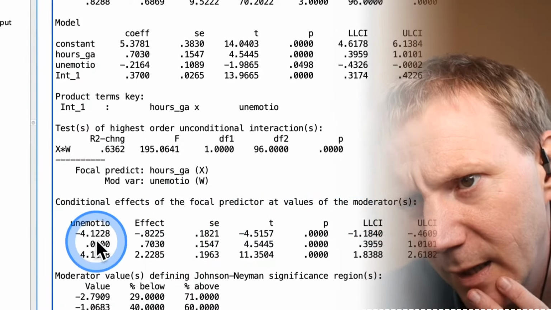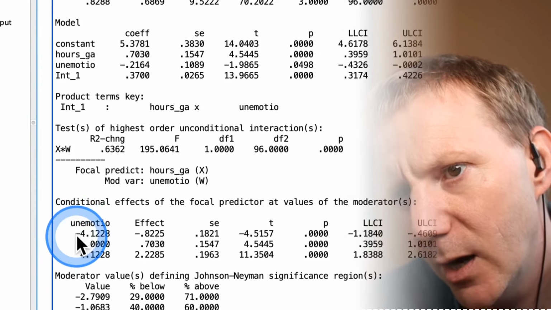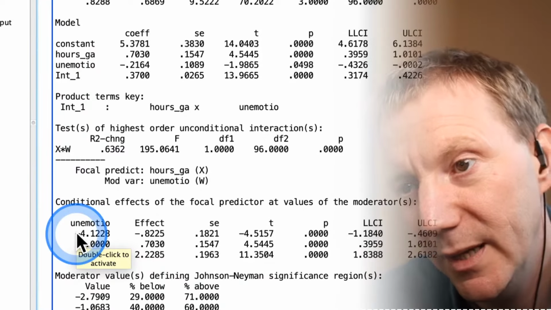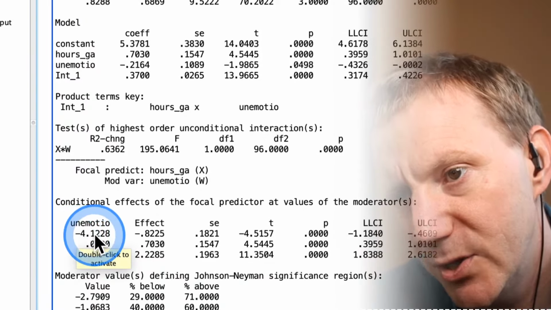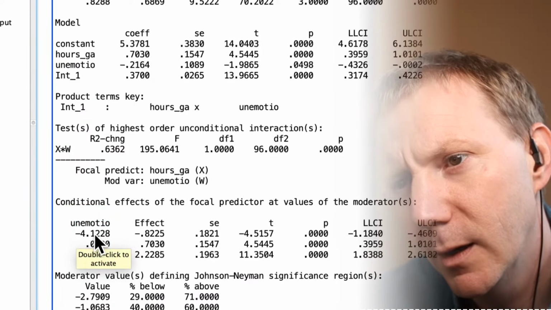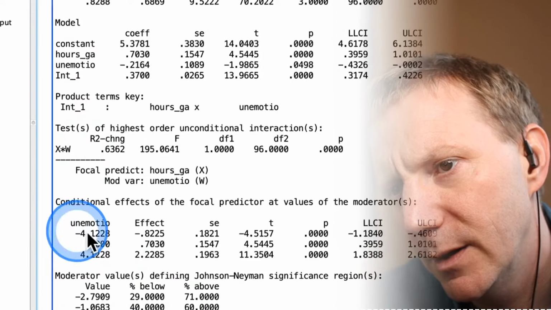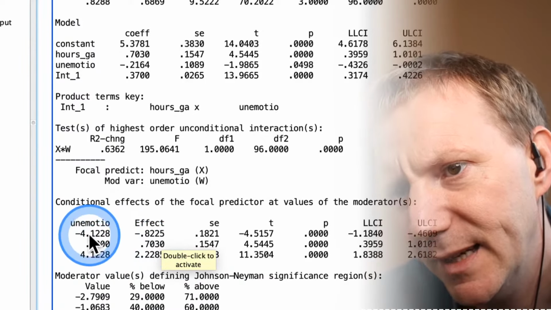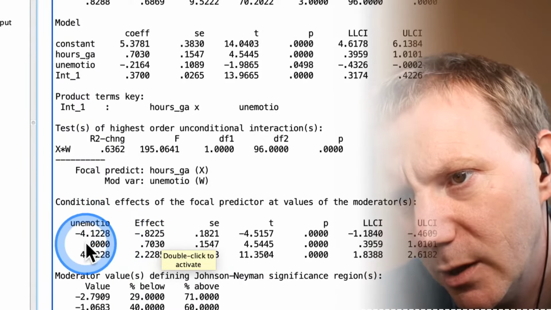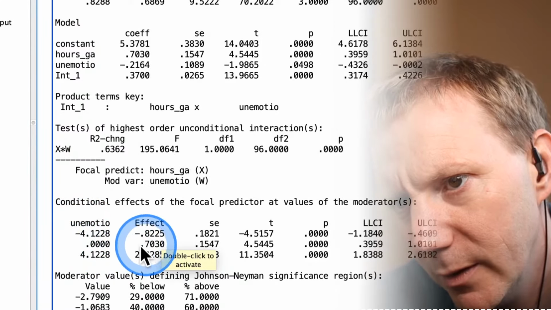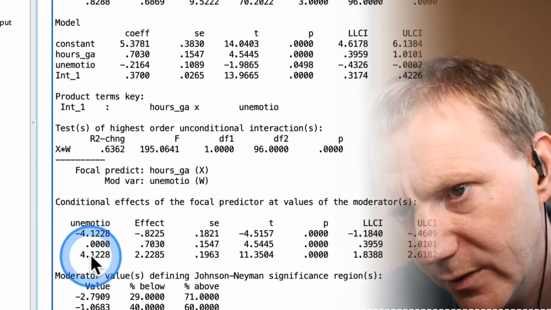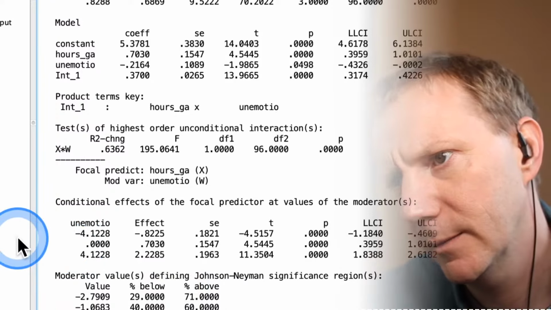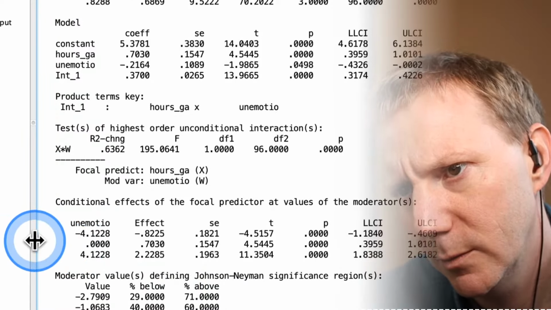So what is it saying? It's saying that at the level minus, so that's lower than the mean, of 4.12, the effect is minus 0.8225. And at the unemotional trait level of 0, the effect is 0.7, and at the unemotional trait level of 0.12, it's 2.2. So what is this saying? Could you explain to me?